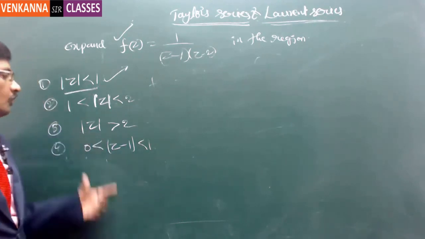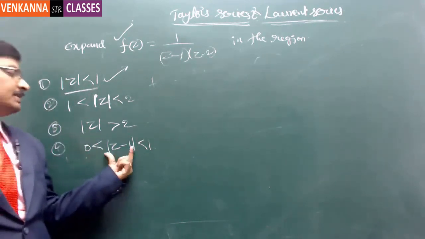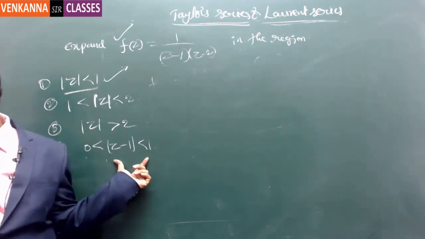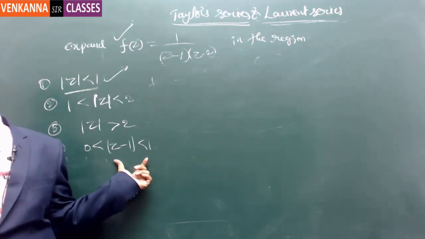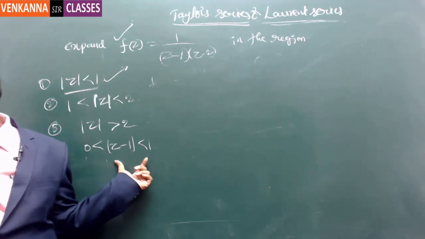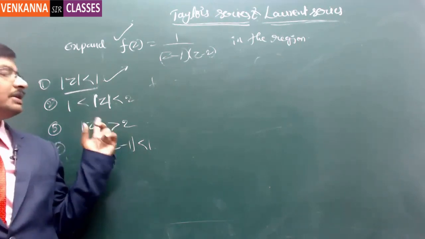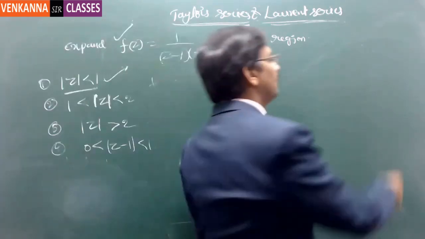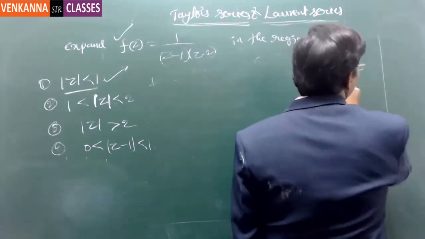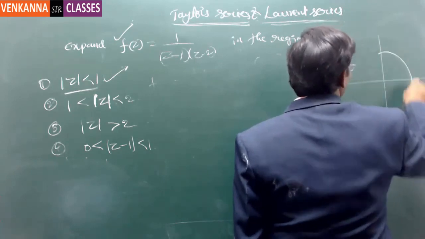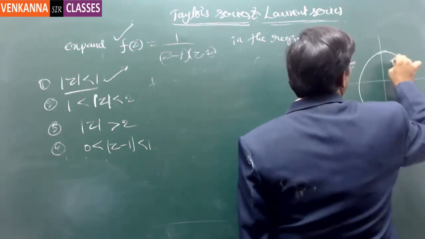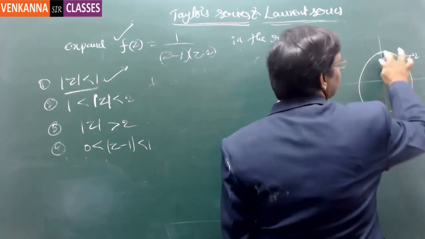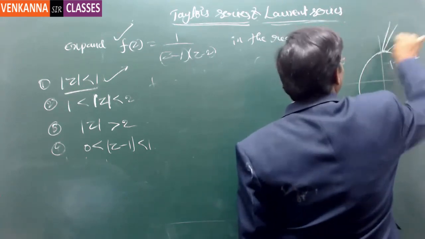Now in case 4, the condition is given as mod z minus 1 is less than 1. So how does this form a ring shaped region, right? Why it forms a ring shaped region is mod z is greater than 2. So this is the lower boundary, mod z is greater than 2. Right? So this is the lower boundary. Now the region of integration is outside this.